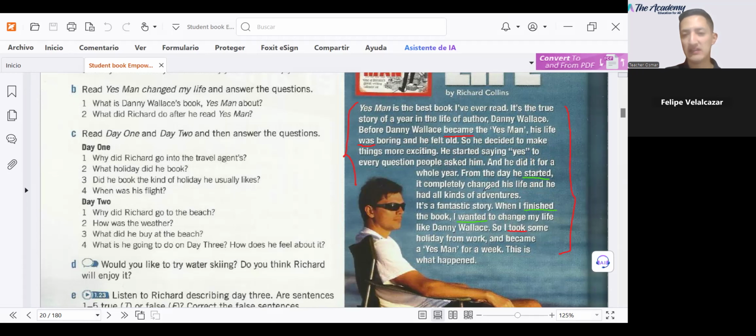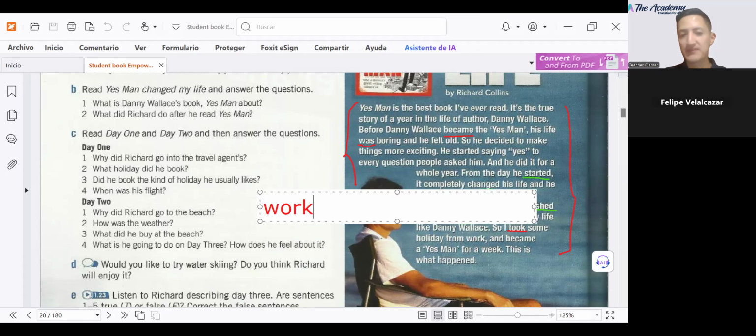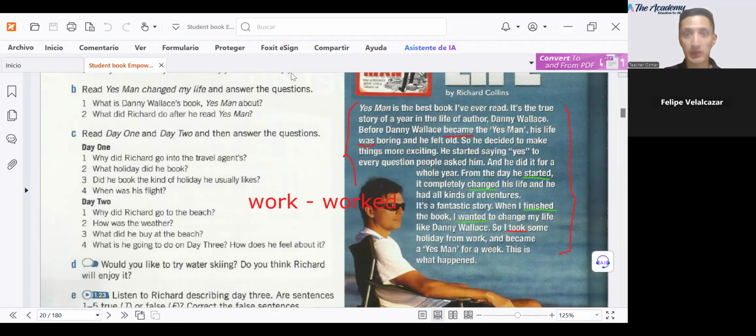Okay. Changed, take a look, changed. Yes, change. Is work an adjective or a verb? Let me check it out. In this case, it's a noun, but it's also a verb. Work can be both noun and verb. So work in past is regular, this is worked. Okay. Excellent, amazing, Felipe. So this is what we got.